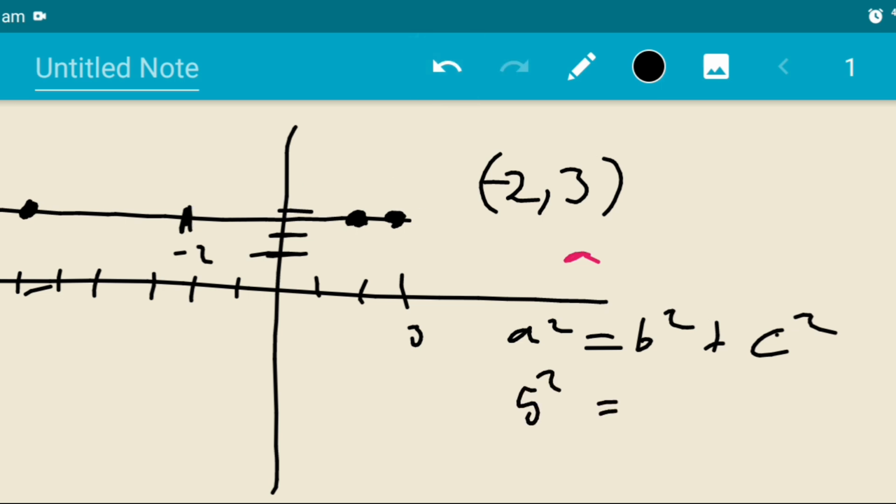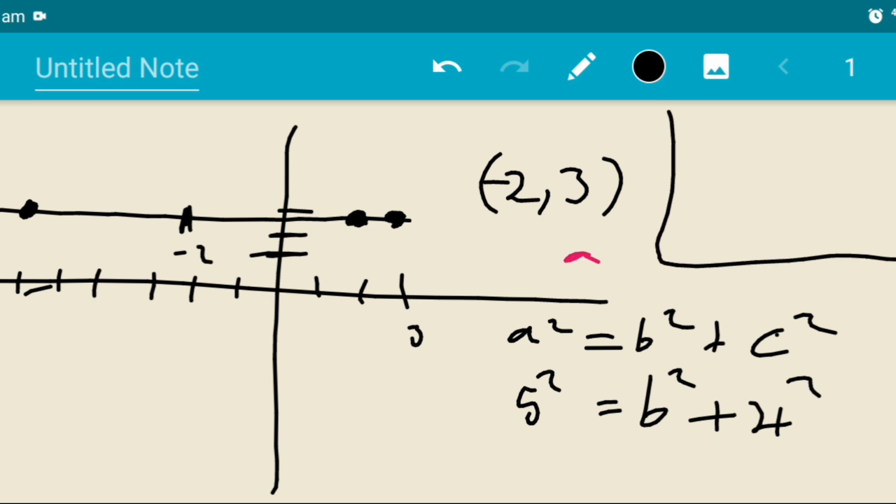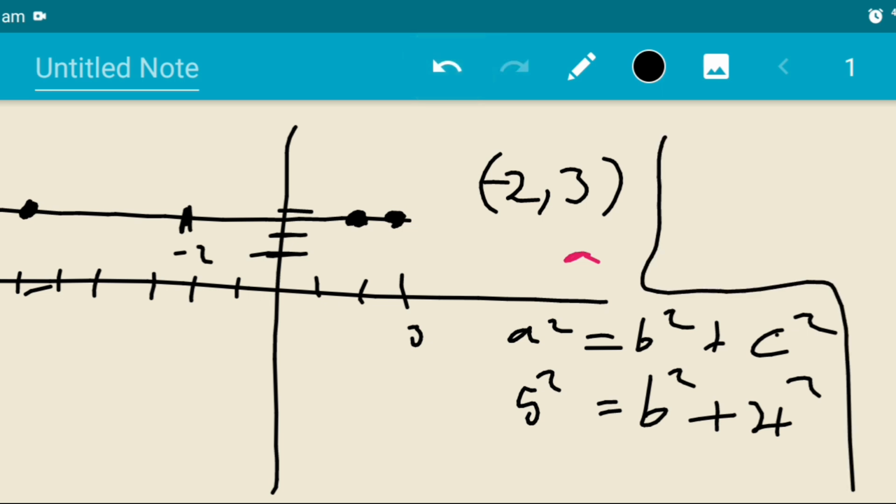Then what about our b? That's what we're looking for. Then our c is from the same center up to the focus. Let's count: 1, 2, 3, 4. So our c is 4, squared. So what we're now going to do is carry on solving from here. Let's make b the subject of the formula. So b squared should be equal to 5 squared minus 4 squared.